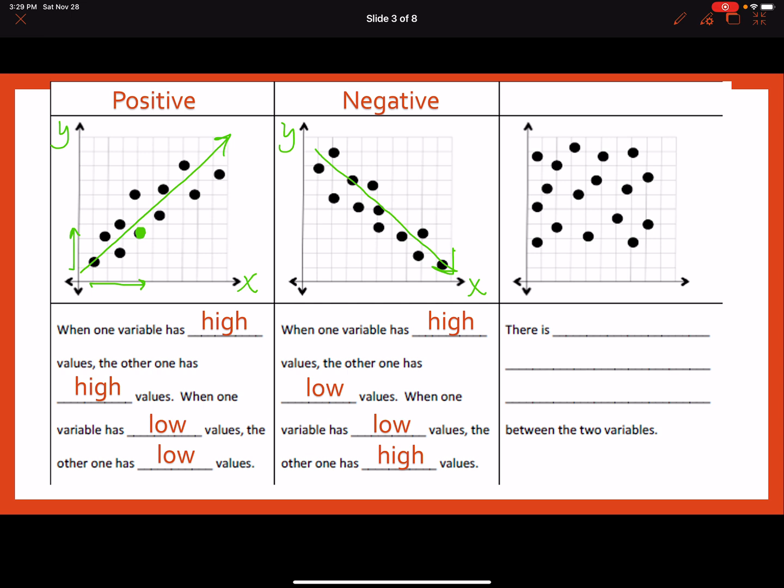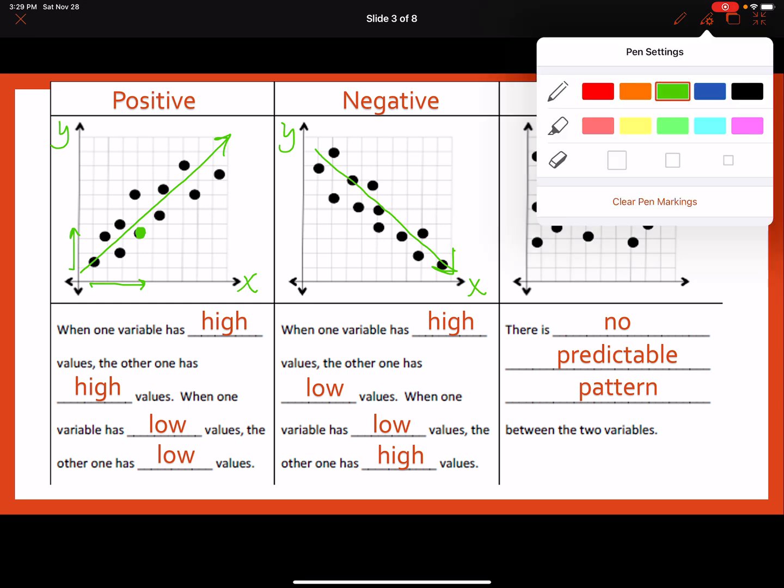And our last example over here, we're kind of all over the place. Notice that there's not really a way I can put a line through any of these. So in this last example, we say there is no correlation. No correlation or no relationship happens when there's no predictable pattern. We're not increasing, we're not decreasing. There's not a relationship or pattern between the two variables x and y.